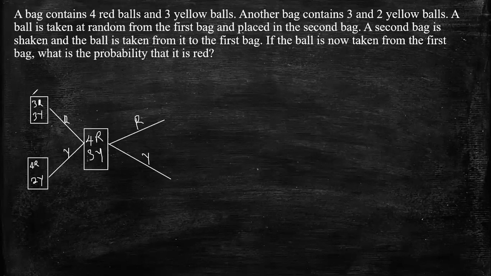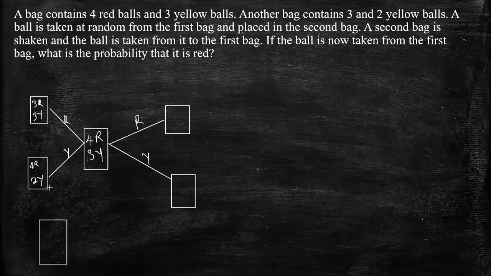So if we draw our other 2 bags here, so this is the second bag. Remember, we had placed the second bag here. This was the first. So if we pick red from the first bag and place it in the second bag where we had 3 red and 2 yellow, the red ones will increase to 4, while the yellow ones will remain 2.